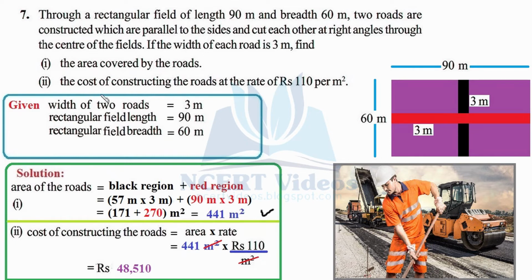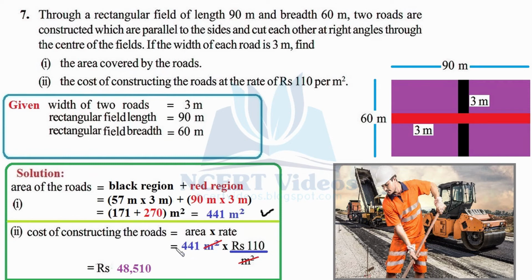First part is completed. Now we have to find the cost of constructing the roads at a rate of rupees 110 per meter square. So this is how you have seen that a road has to be constructed and the cost is given. So cost could be found by multiplying area with rate. Area we have found 441 meters square. Rate is rupees 110 per meter square. Meter square cancelled out, multiply it, attach 0 later on, and we have learned in previous chapters many times how to multiply with 11.